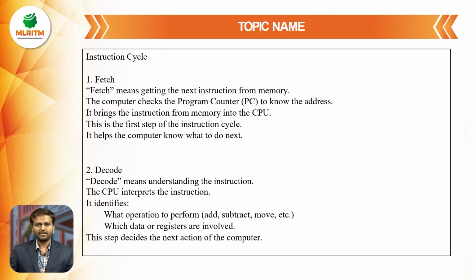In decode, the content is converted into binary code, zeros and ones. What operation needs to be performed is decided in the decode step, like addition, subtraction, or move operation. Which data or registers are involved is also decided. This step decides the next action of the computer, that is, what the next operation is.